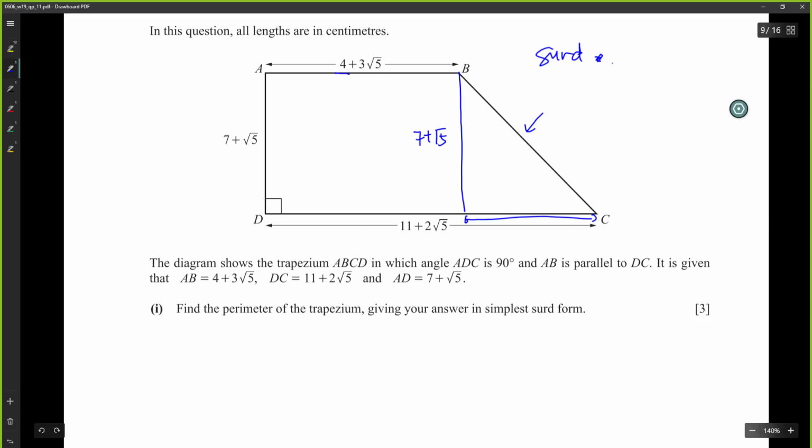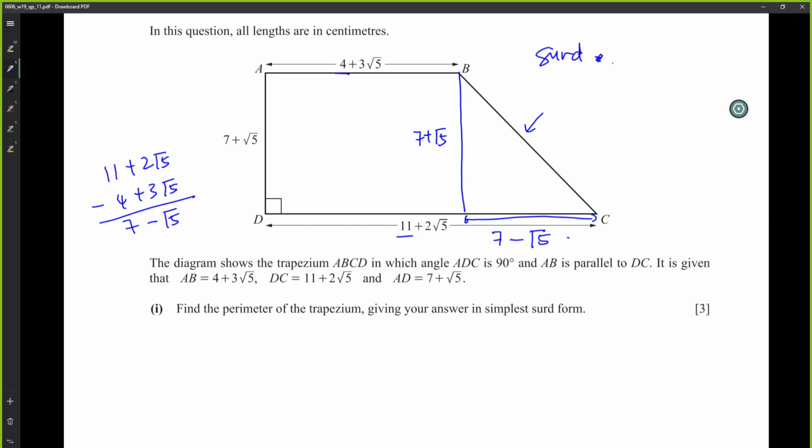Okay. 11 minus 4, I get 7. Okay, so we need to do minus, right? 11 plus 2 root 5 minus 4 plus 3 root 5. So this one will give me 7, and 2 root 5 minus 3 root 5 gives you what? Negative root 5, so minus root 5.